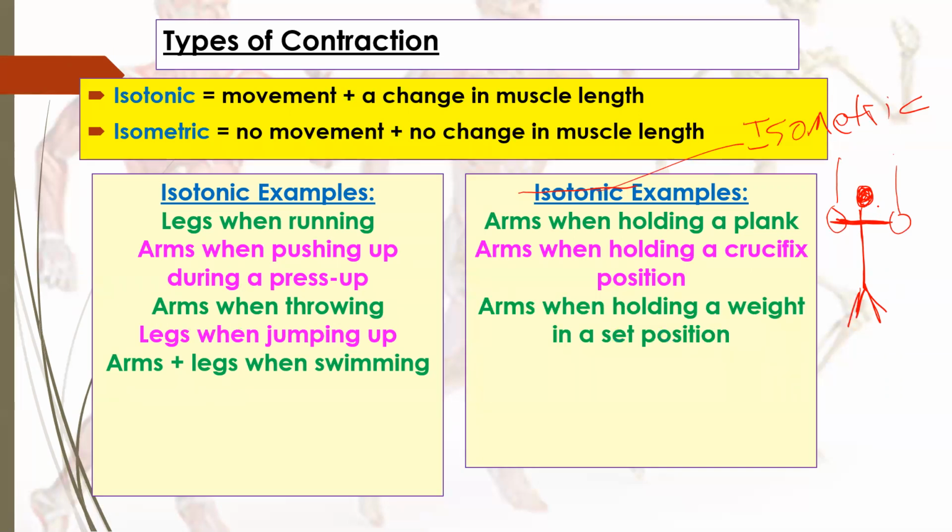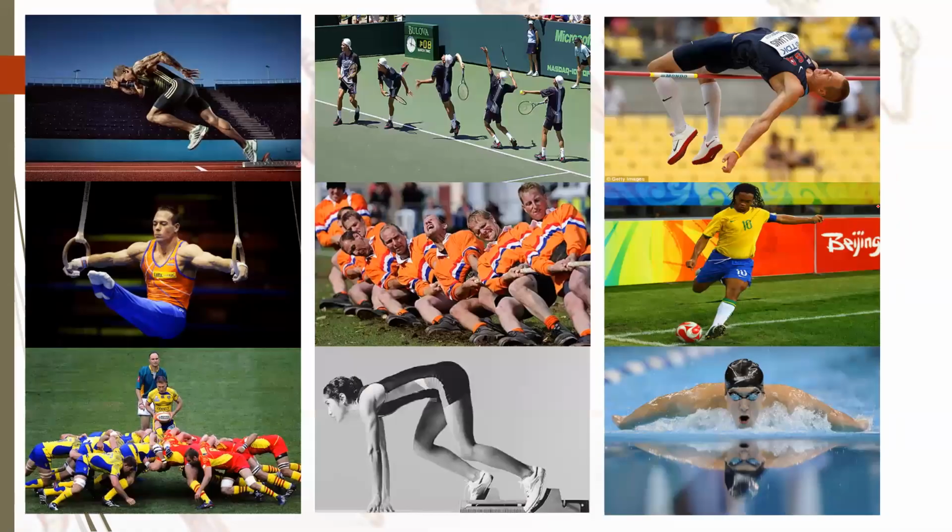The arms when holding a weight in a set position. So if you're doing weightlifting, for instance, if you lift the weight up above your head and then hold it, that's isometric. If you get halfway up a bicep curl, so the weight and the arms are parallel to the floor, just hold that position. That's very difficult. Your muscles are working. There's contraction there, but at that point where there's no movement, it's isometric. So there's no change in muscle length.